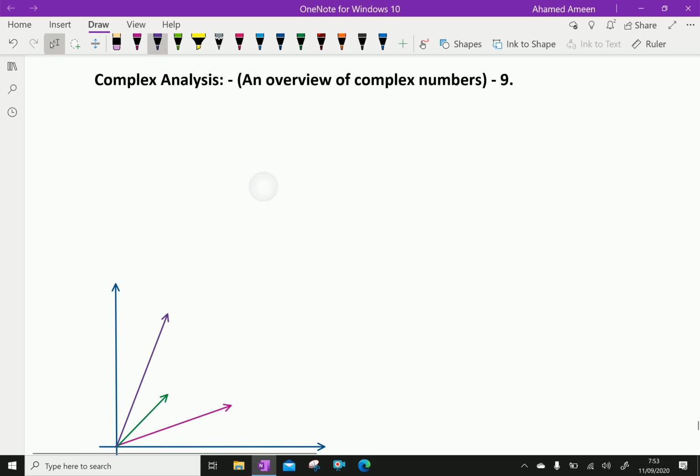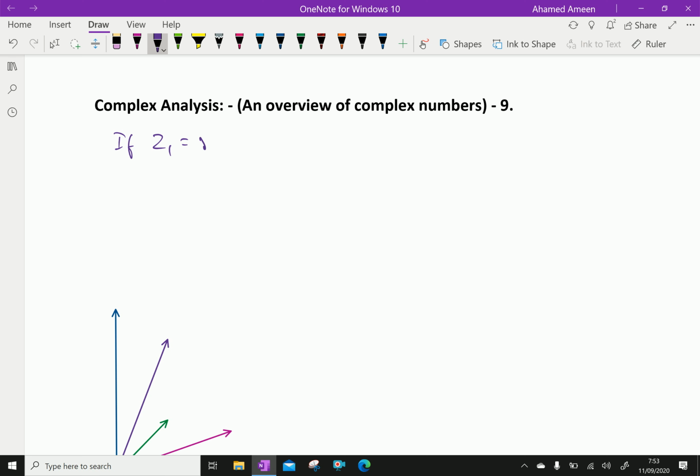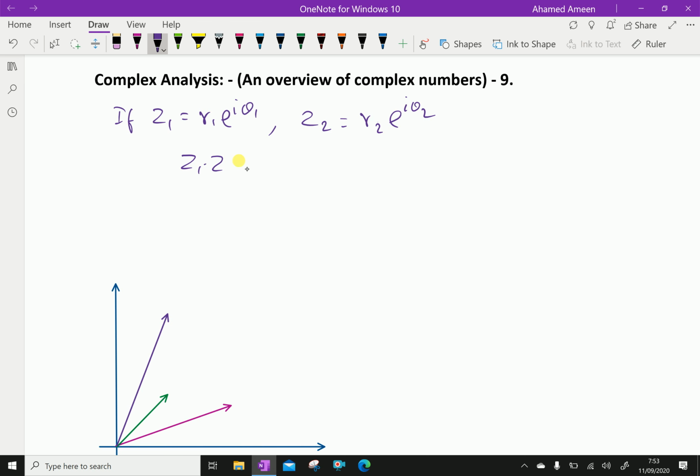Look at here. If Z1 is a complex number expressed as R1 e power i theta 1 and Z2 is R2 e power i theta 2, now the expression Z1 into Z2 equals R1 into R2 e power i (theta 1 plus theta 2). This is the product of two complex numbers in exponential form.